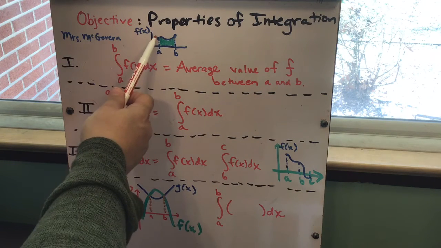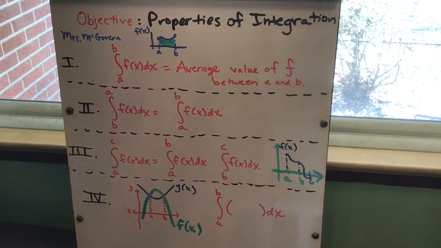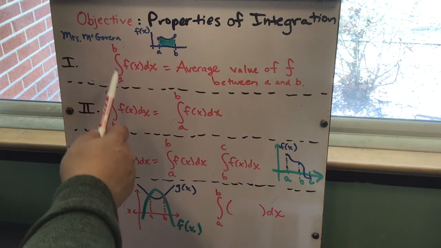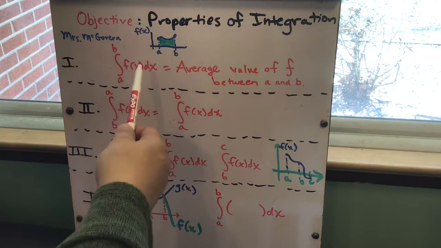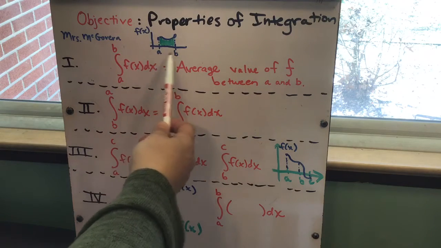This function at A is one value, at B it's another value, and in between there are all different values. So to find the average value of the function between A and B, we would integrate from A to B, which is the area. You're basically adding up all the space and dividing by the distance between them.